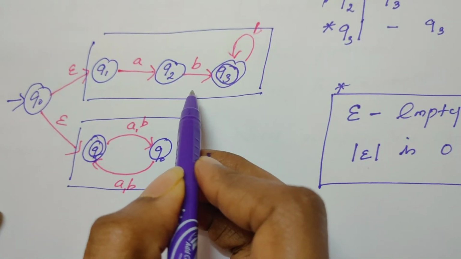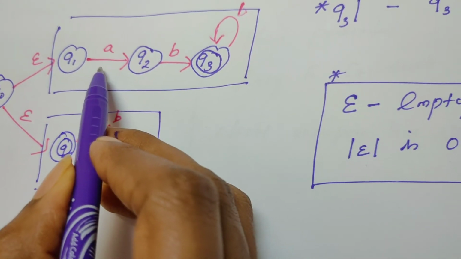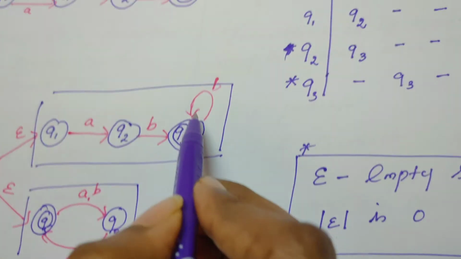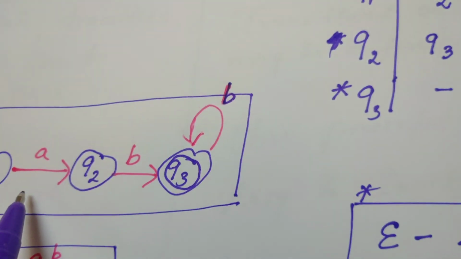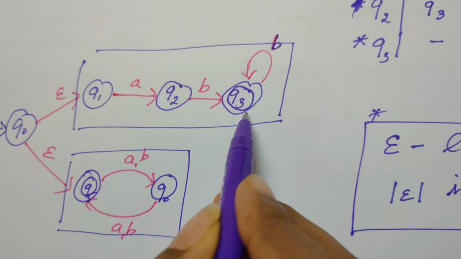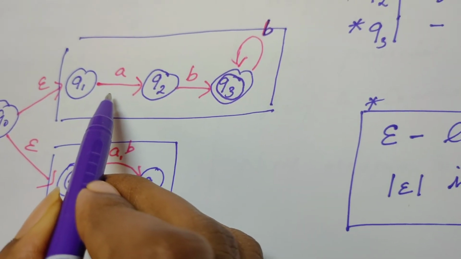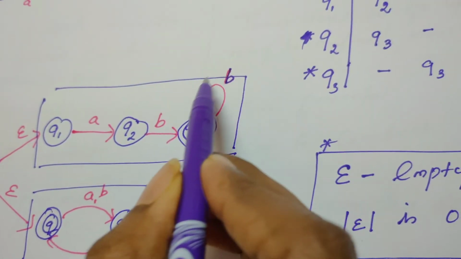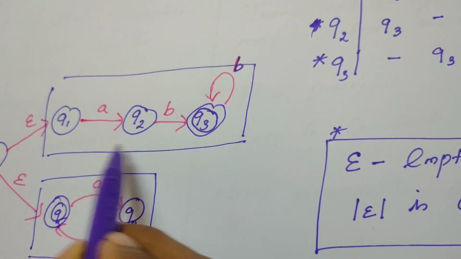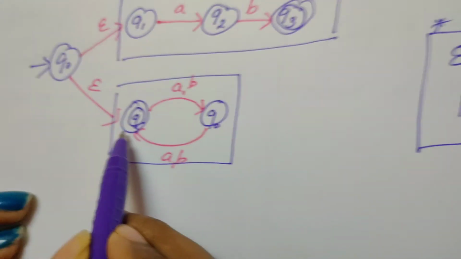This transition diagram accepts the strings which begin with A, B, followed by any number of B's. In fact, this is B. This machine, starting from Q1 to Q3, if you observe, accepts the strings that begin with A and the second character is B, and it accepts any number of B's. This is one machine. We have another machine where the final state is here.